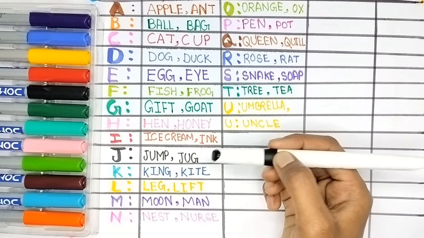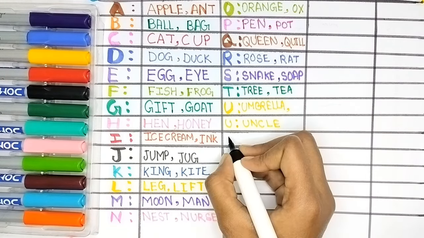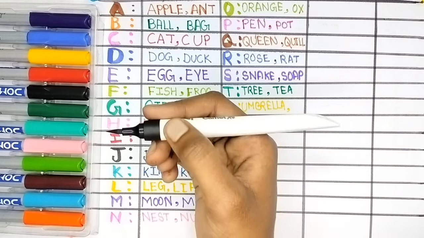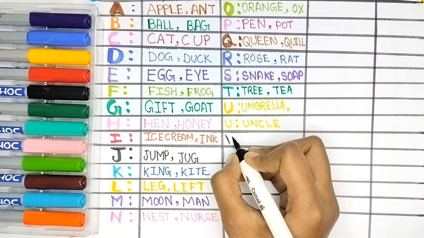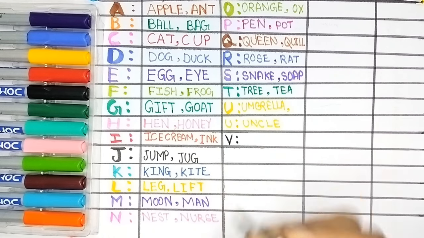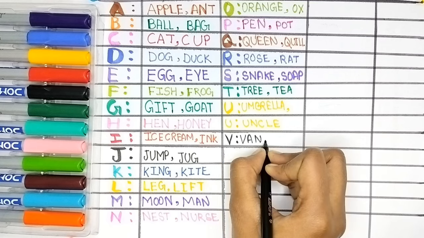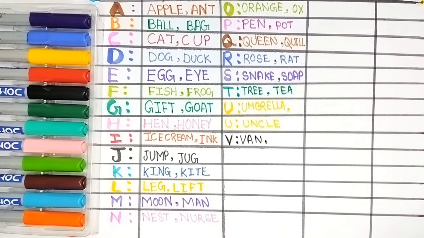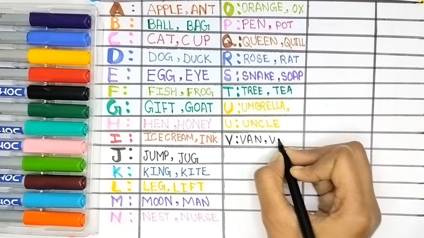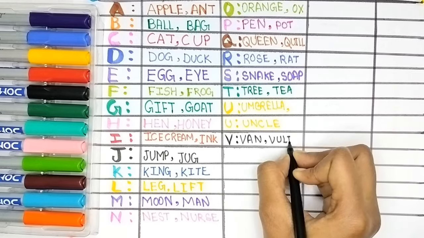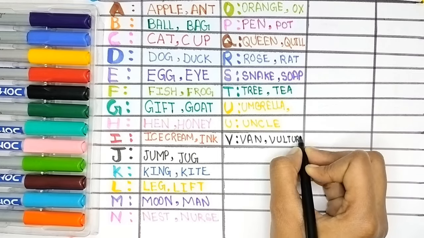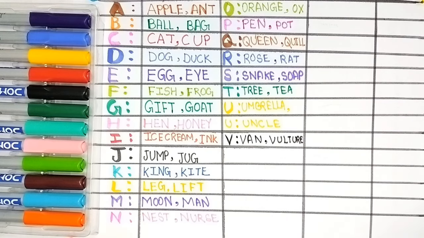Black color. V. V for van. V A N, van. V for vulture. V U L T U R E.